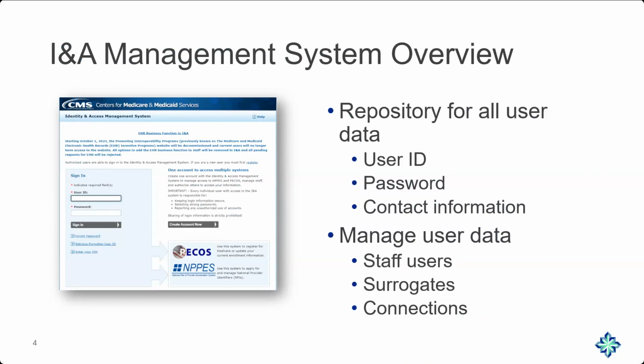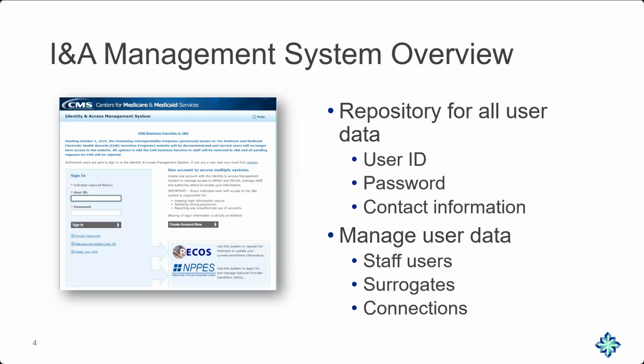What that I&A system is, it's a repository for all user data, and it's a repository for multiple systems, specifically to CMS and our purposes here. It's going to manage all user access data for PECOS, but also when you get your NPI, it's going to manage the user ID and access for MPES. And I point that out because if you, or you represent a provider who, has access to MPES, you already have access to the PECOS system. MPES and PECOS use the same user ID and password. That reduces the provider burden a little bit.